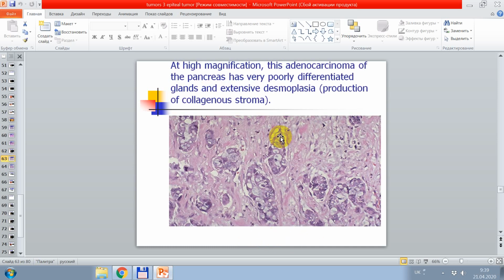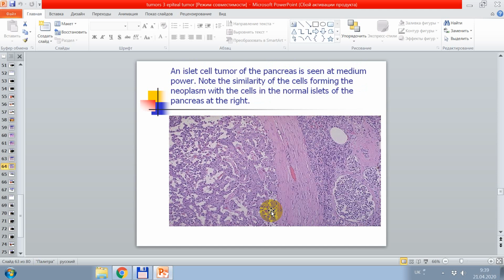This picture demonstrates histological signs at high magnification. Adenocarcinoma of the pancreas has very poorly differentiated glands and extensive desmoplasia, the production of collagenous stroma. These histological signs are of tumors in the pancreas.